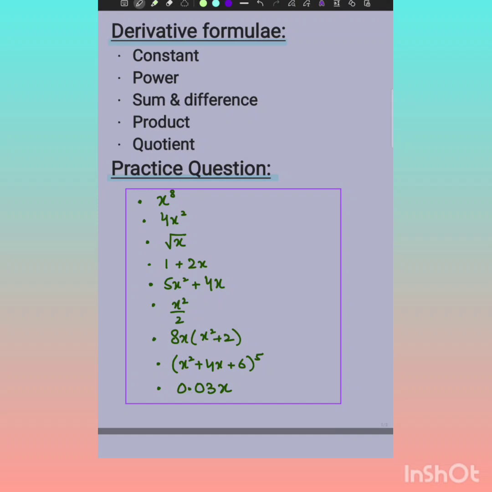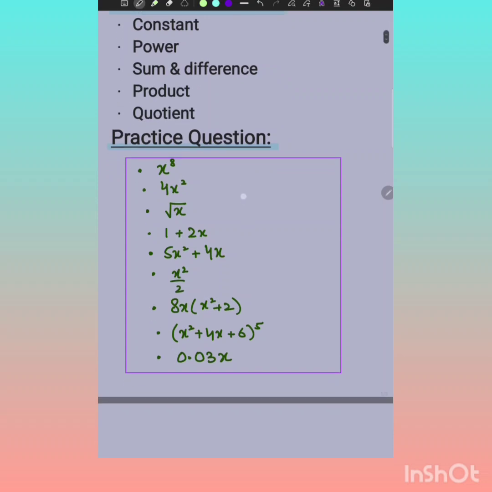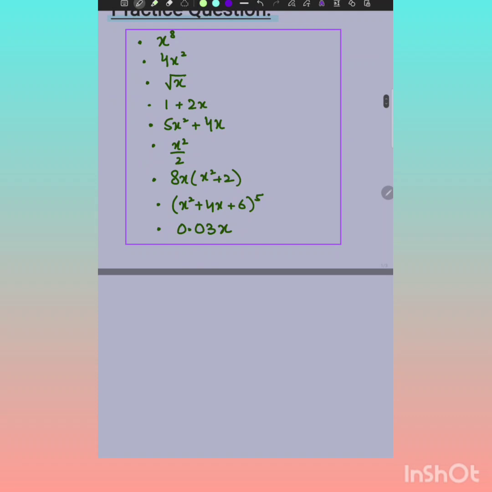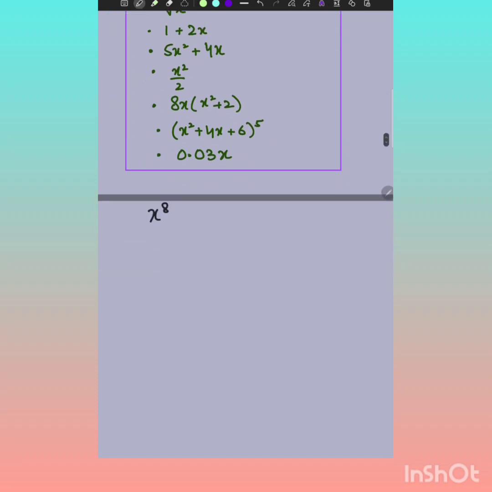As you know, we have learned some basic derivative formulas for the constant rule, power rule, sum and differences, product and the quotient. Now we are gonna start with the practice questions. So the first question is x to the power 8. How will we take the derivative of x to the power 8? It is very simple. We will apply the power rule.